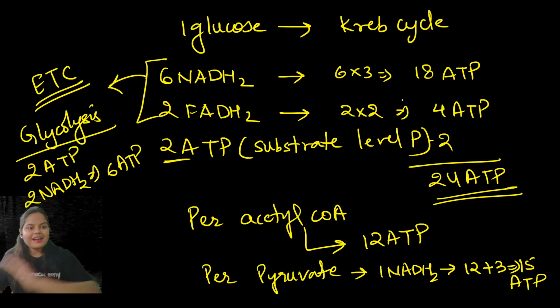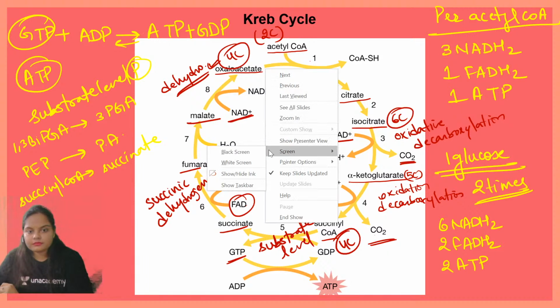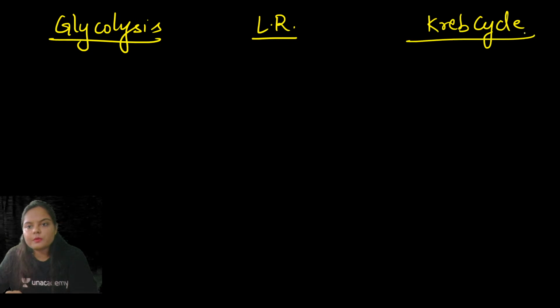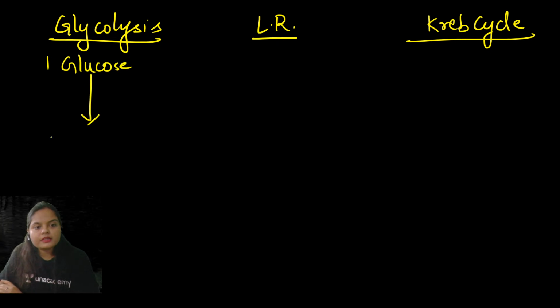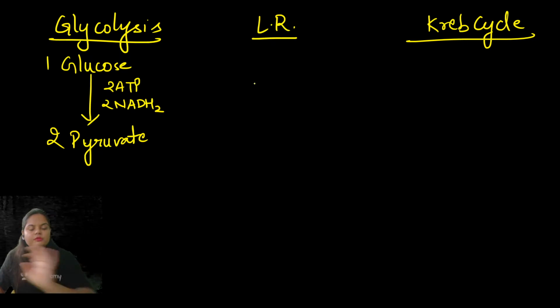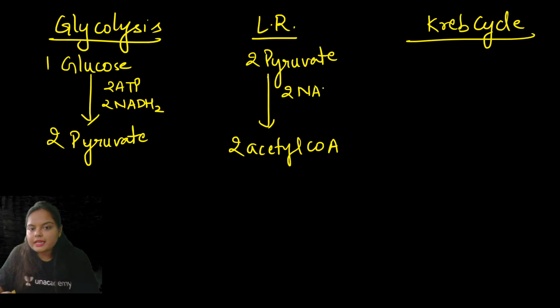So see, what is happening? First of all, let me take another screen. This was glycolysis. This was the link reaction, and this is the Kreb cycle. So we have studied till this point, right? Any confusion till this point? What was happening in glycolysis? One glucose molecule got converted into 2 molecules of pyruvate, and as a result, 2 ATPs and 2 NADH2 molecules were produced. These are the outcomes of glycolysis. Now in the link reaction, 2 molecules of pyruvate got converted into 2 molecules of acetyl coenzyme A, and in this process 2 NADH2 molecules were produced.